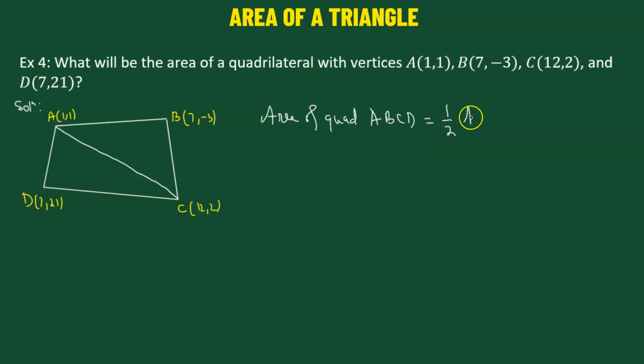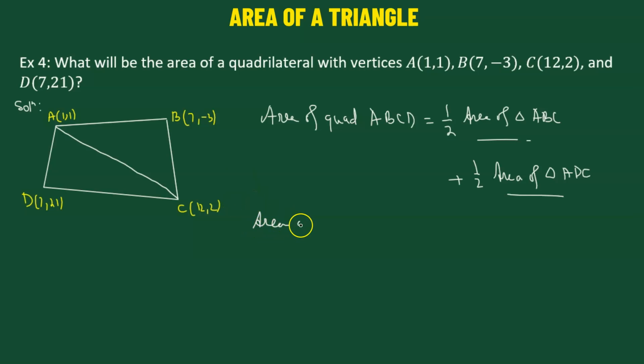That means the area of the quadrilateral ABCD will be simply equal to half of the area of the triangle. We'll consider the upper triangle, so that's ABC, and add it to the lower triangle, which is the area of triangle ADC. So our goal will be to find out the area of each of the triangles independently. However, I'm going to show you a different way of finding out the area of a quadrilateral.